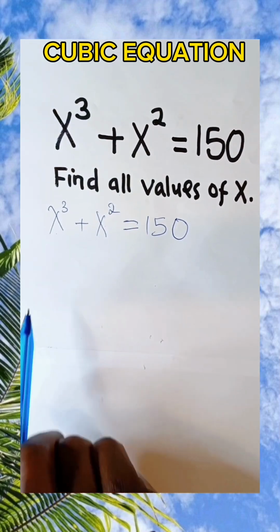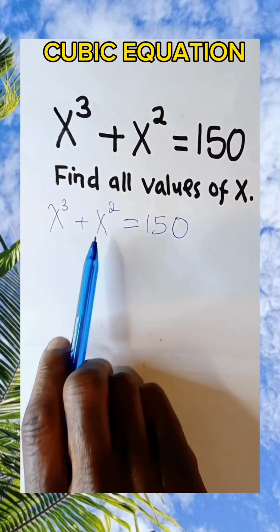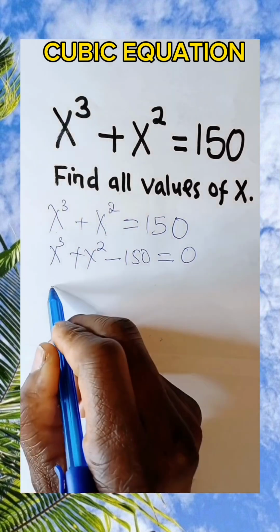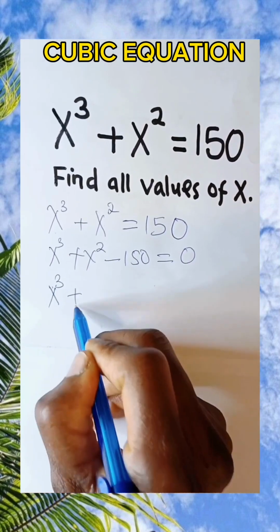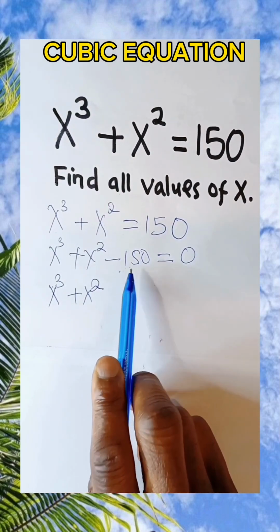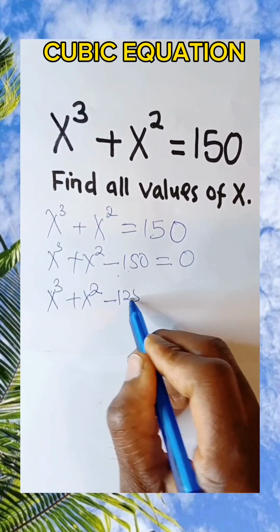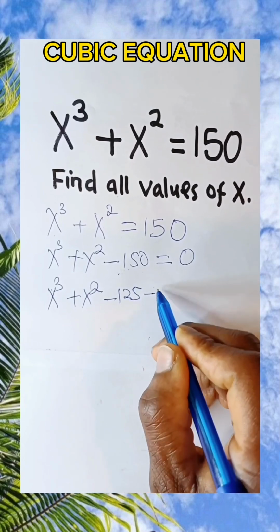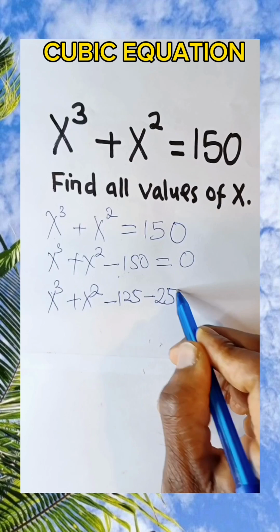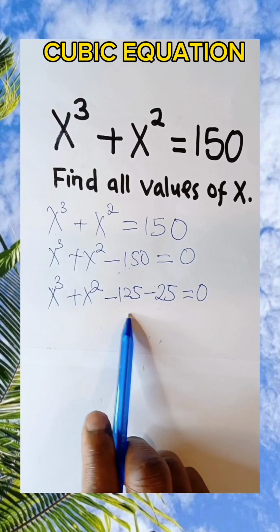Now, the first thing we are going to do here is to move this 150 to the left hand side. So we have x cubed plus x squared. What I'm going to do here is to rewrite this 150 as minus 125 minus 25 is equal to 0. The question is, why did we do this?